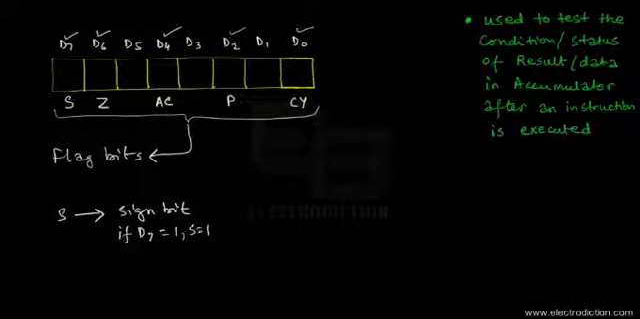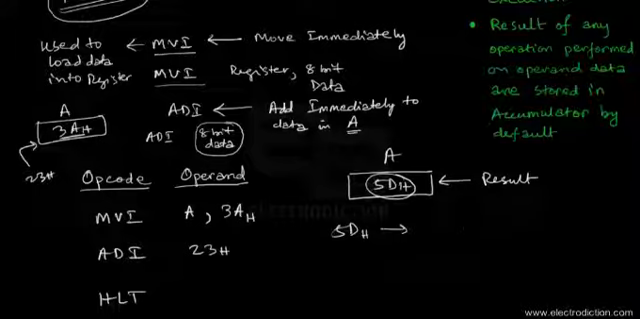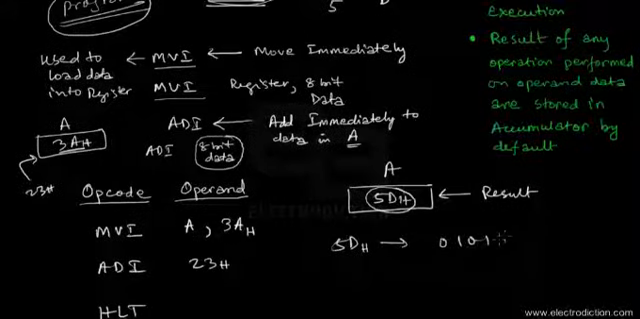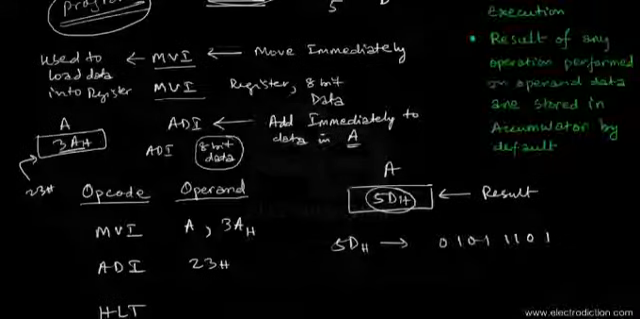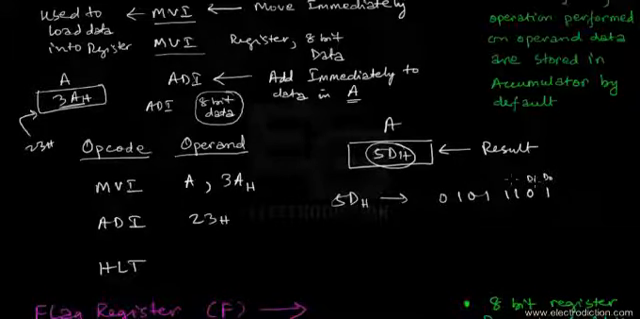So let's do one thing. Let's take up an example. Let's take up this addition example over here, and as I said, we're going to see how this result affects the flag bits. So let's put this 5DH, that's the result, in the binary format. For 5 we're gonna get 0101, and for D we're gonna get 1101. There you go. Now as you can see, starting from the right, this is bit D0, this is D1, D2, 3, 4, 5, 6, and finally D7.